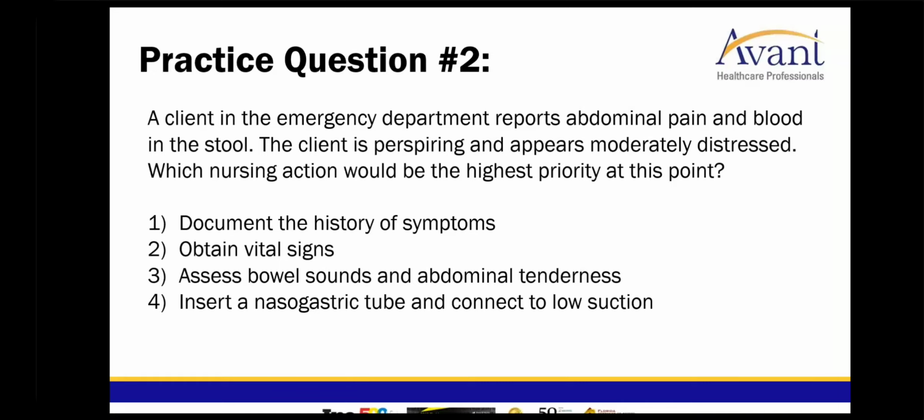Number 1, document the history of symptoms. Number 2, obtain vital signs. Number 3, assess bowel sounds and abdominal tenderness. And number 4, insert a nasogastric tube and connect to low suction. I will give you a few minutes to think about this one. And make sure you pause the video so you have time to read the question and come up with the right answer.